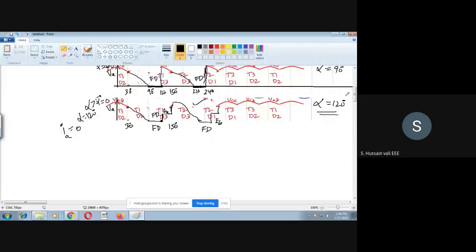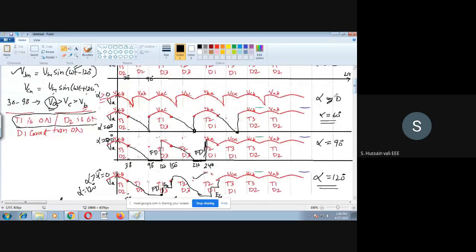Okay, so now once we understand this briefly, what we are going to do is find the average voltage, VA average. How do you find VA average? Say for example, the firing angle is alpha. If the firing angle is alpha, then in that case we will take this case.